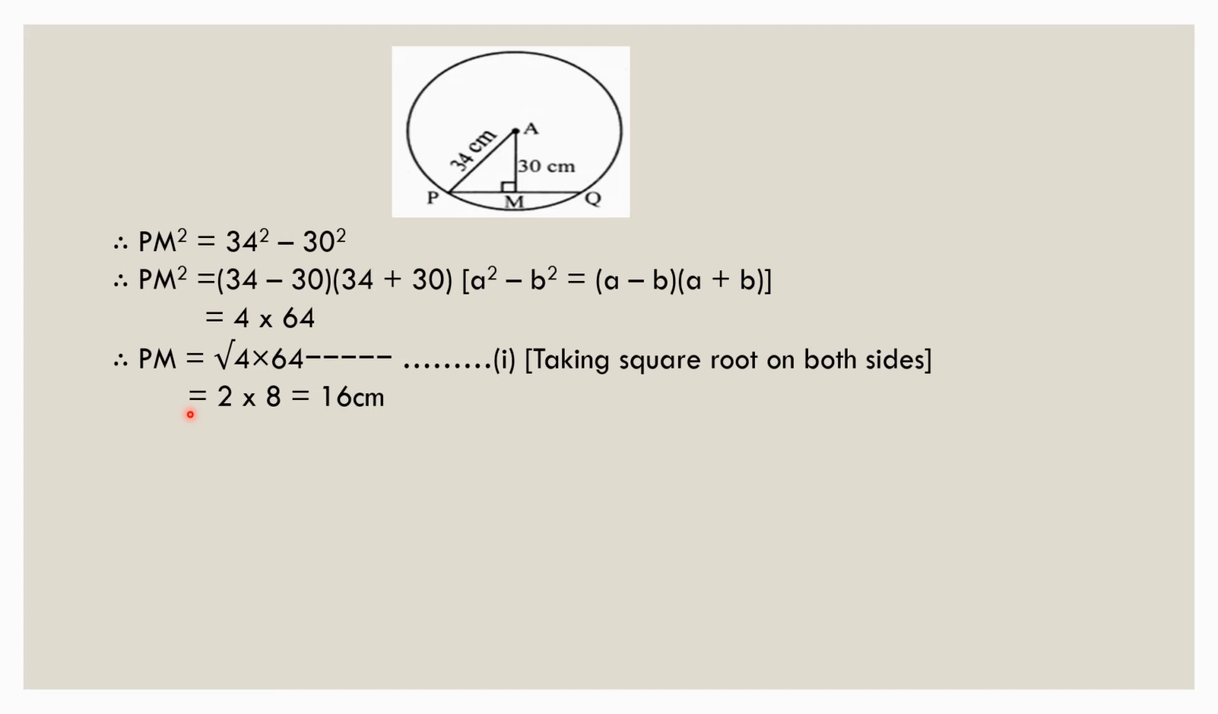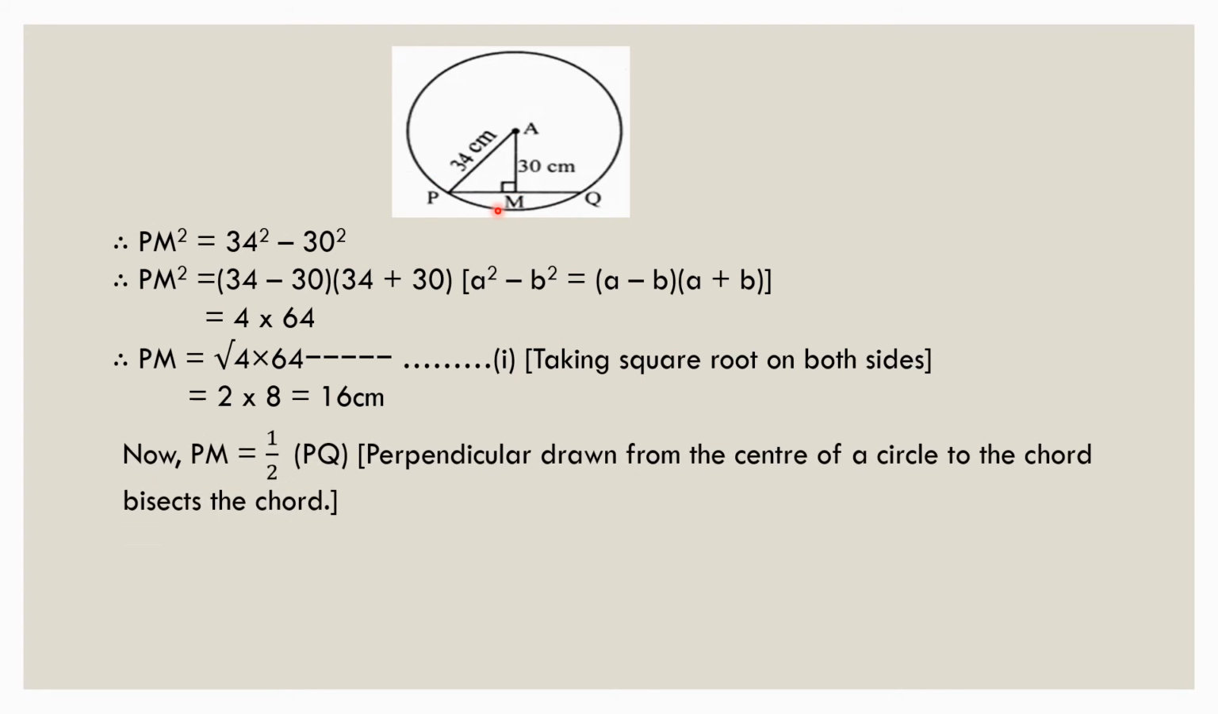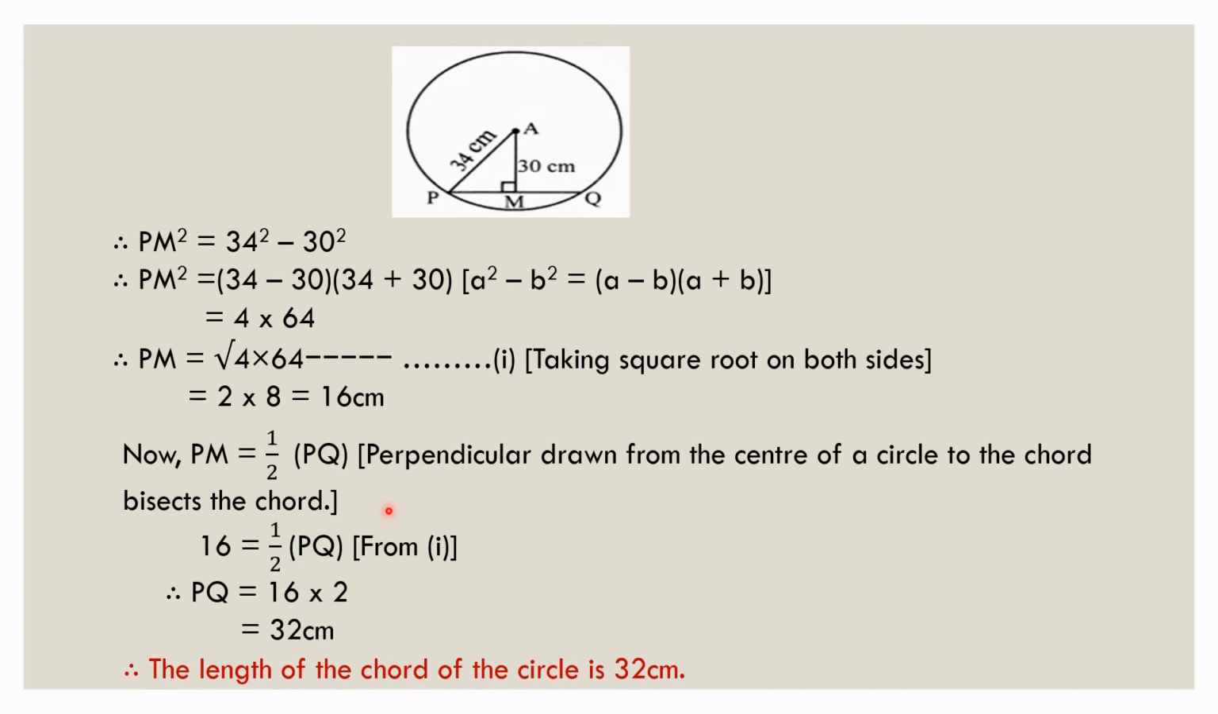Therefore, in this figure, PM is equal to 16 centimeter. And you have already known that PM is equal to half into PQ, that is by the property of the chord: the perpendicular drawn from the center of a circle to the chord bisects the chord. That is, 16 is equal to half into PQ, from equation 1. Therefore, PQ is equal to 16 into 2, which is 32 centimeter. Therefore, the final answer: the length of the chord of the circle is 32 centimeter.